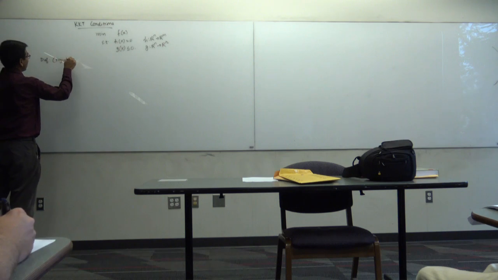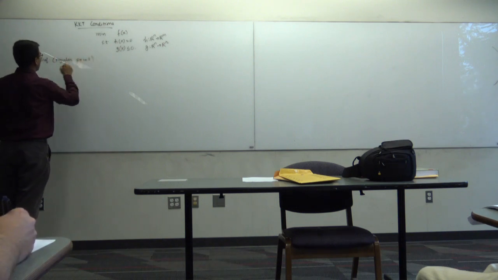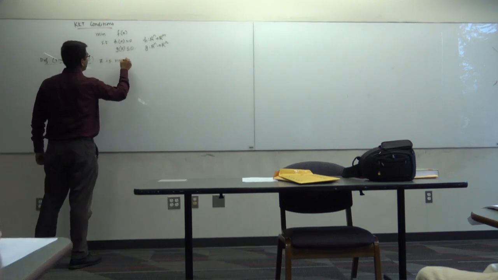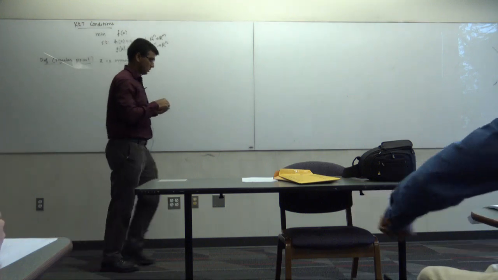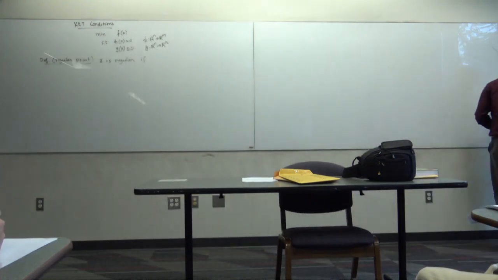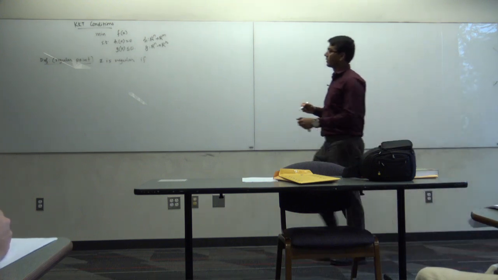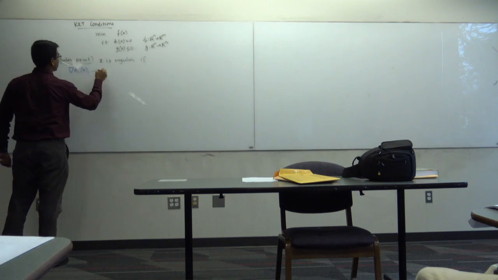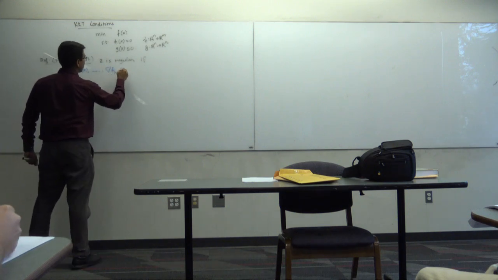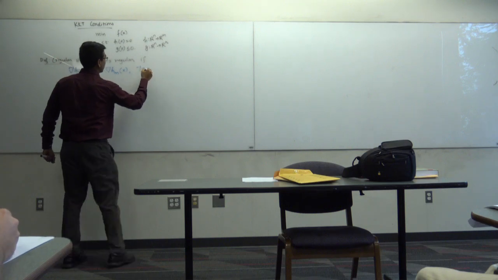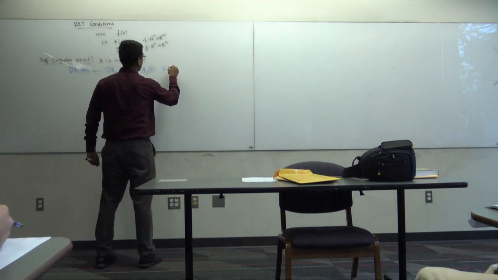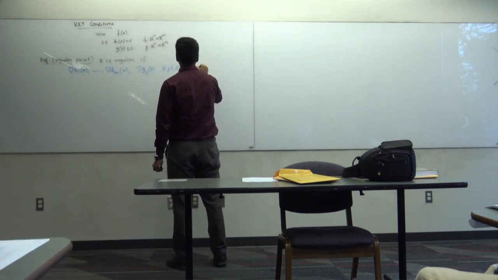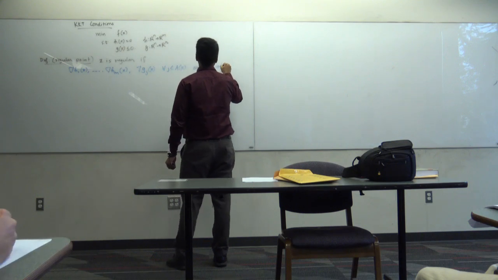So this is all a recap of what we did in the previous class. So x is regular if the gradient of h1 of x, ..., gradient of hm of x, and the gradient of gj of x for all j that are active at x are linearly independent.